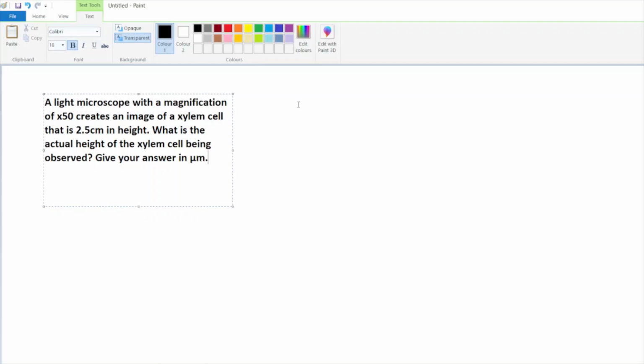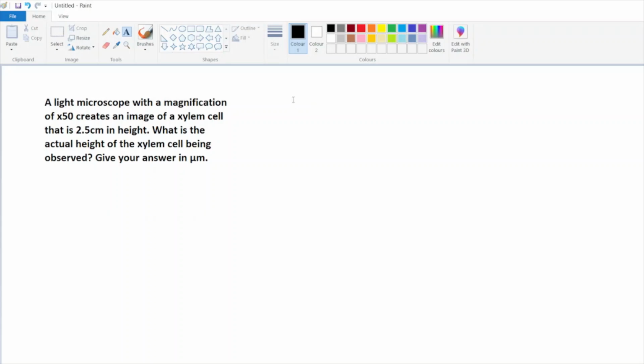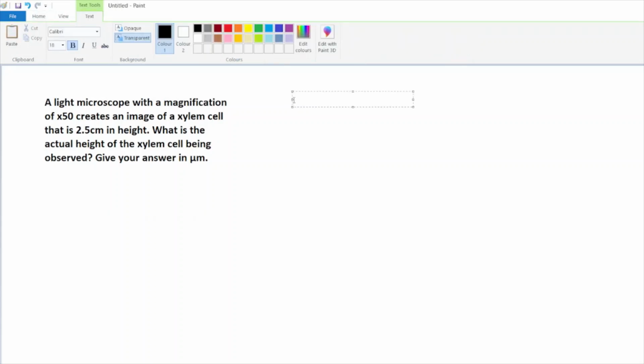So we're going to start by rearranging the equation, which is something that you should be good at from maths. So remember the equation first. You have the real size of the object multiplied by the magnification gives you the image size. And then we divide by magnification because we're looking to get the real size. So the real height is equal to the image size divided by the magnification.